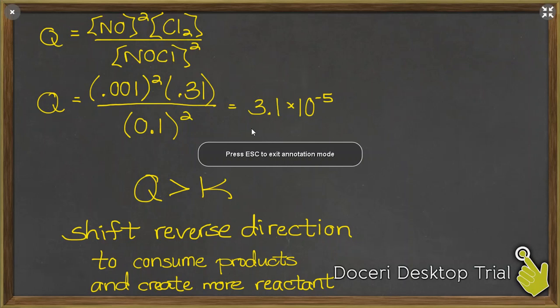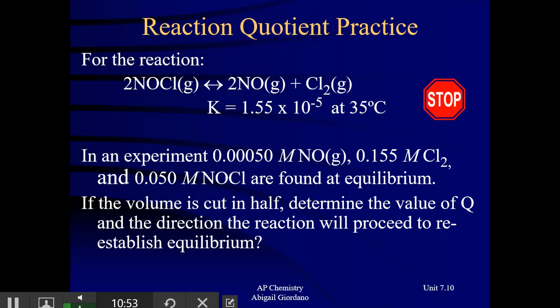When you compare that to the value for K that we were given, which I believe was 1.55 times 10 to the negative fifth, I can see that Q is greater, which means, remember, this is how you want to think of it. It's like you have too much product. So how is equilibrium going to be reestablished? We're going to shift in the reverse direction to consume some of those products and create more reactant. That's how you want to say it. Don't say shift left. Okay? You will not receive credit for that on the AP exam. Okay? So that's just a sample question, on what it looks like if you have to actually calculate Q and make a decision as to what's going to happen to reestablish equilibrium.